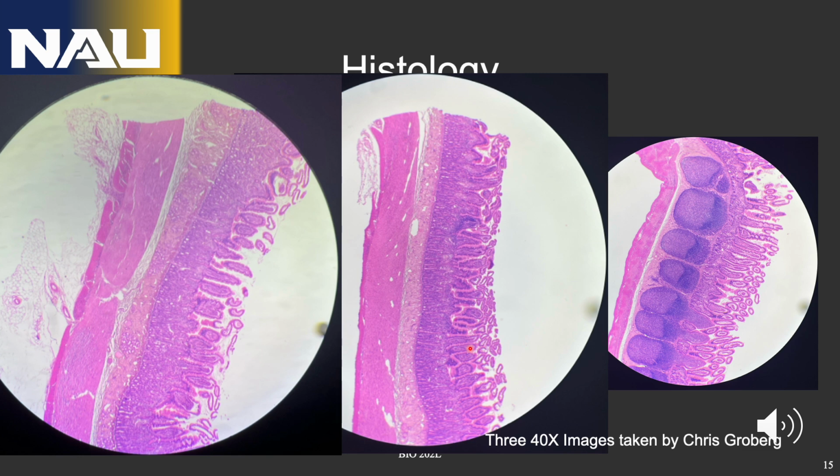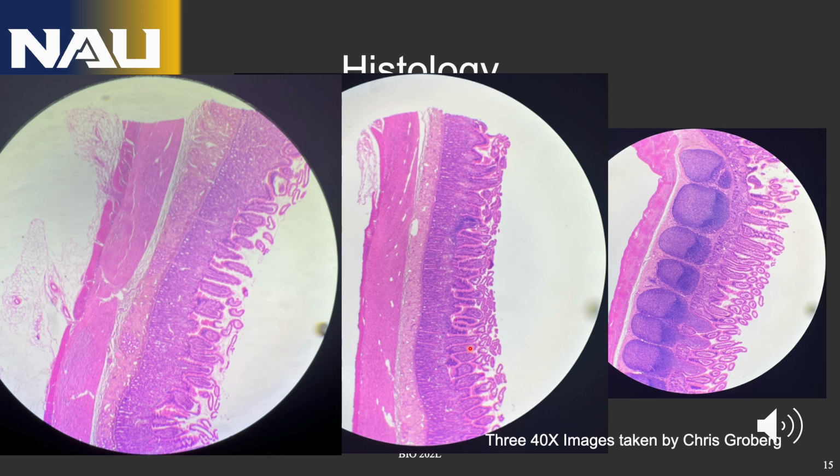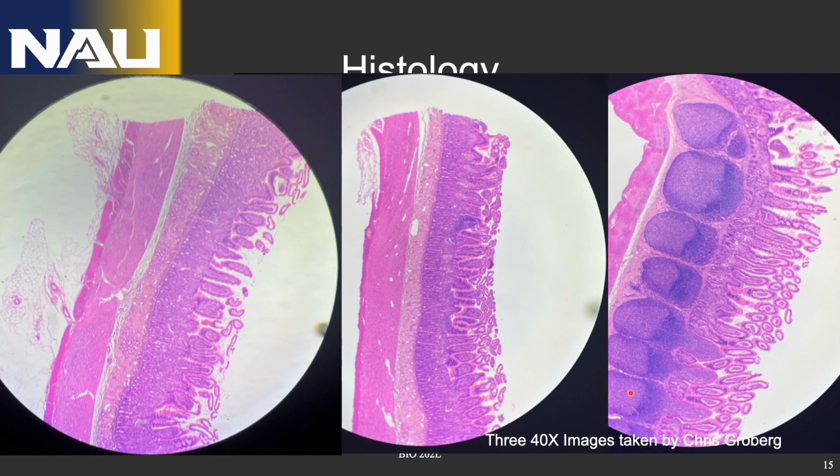Now, the far right, I know you notice what I'm noticing. These dark patches right here, they're large, and these are the Peyer's patches. These are the lymphatic tissue found in the ileum. So this is the ileum.